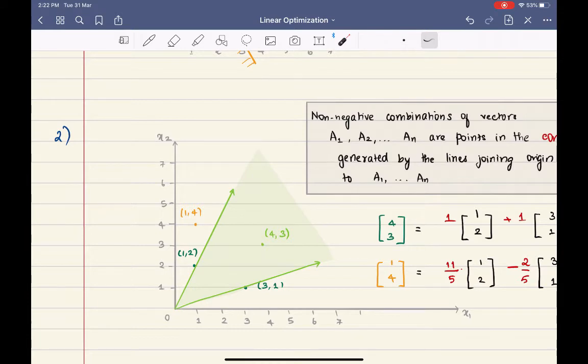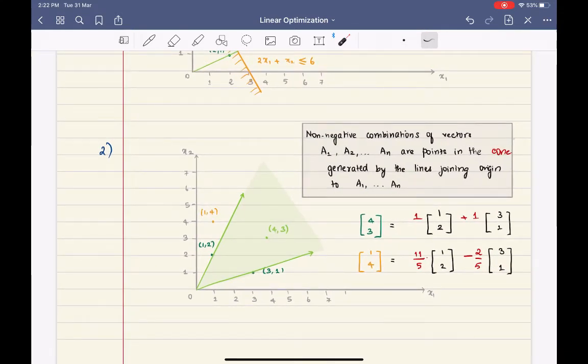Now if we look at all non-negative combinations of them, they will lie in this area. So for example, 4, 3 is just 3, 1 plus 1, 2. But on the other hand, if you look at 1, 4, you need to go ahead in 1, 2 and then take a negative of this vector to reach this. You have to go like this and come here. So remember this fact as well.